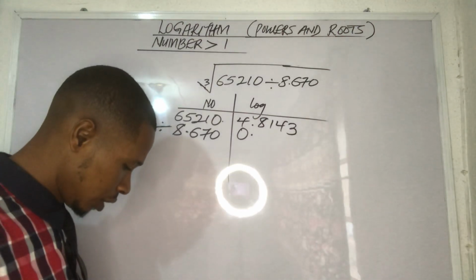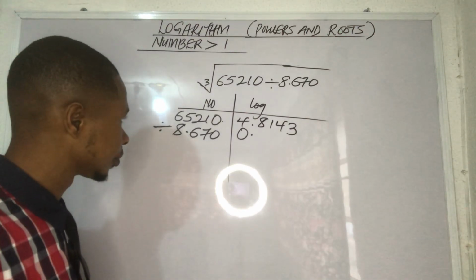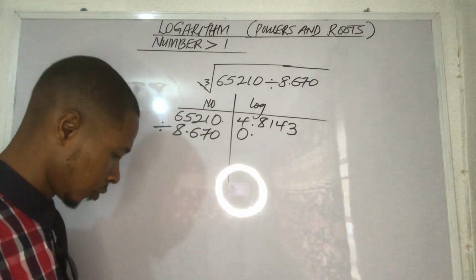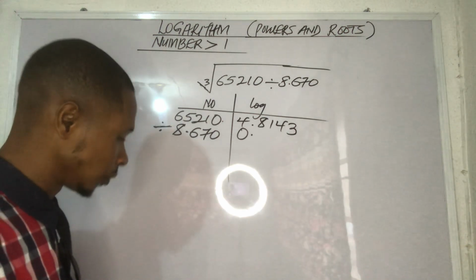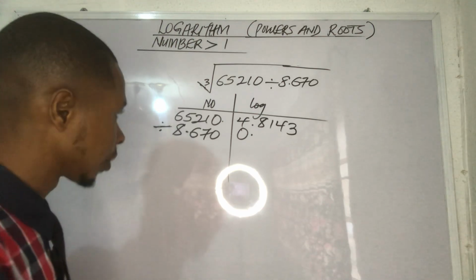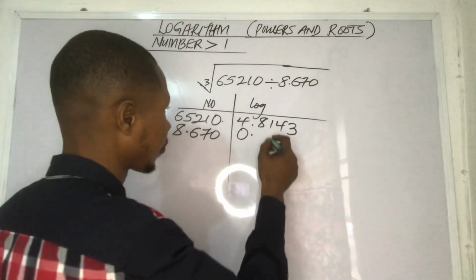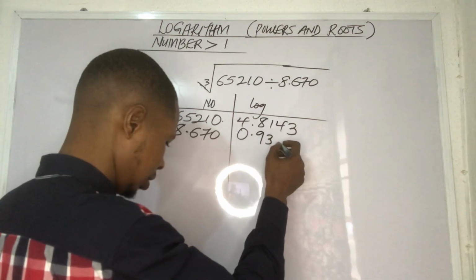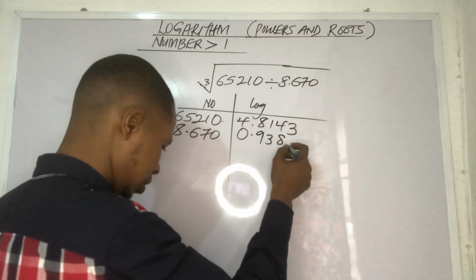So you have 86 under 7, no difference. So that will give me 9380.